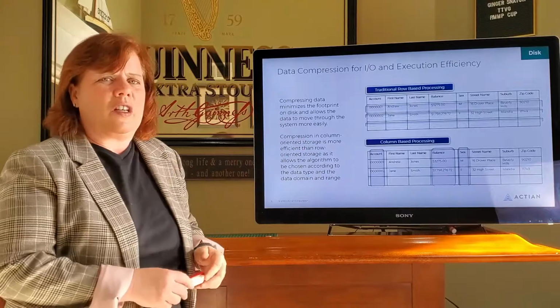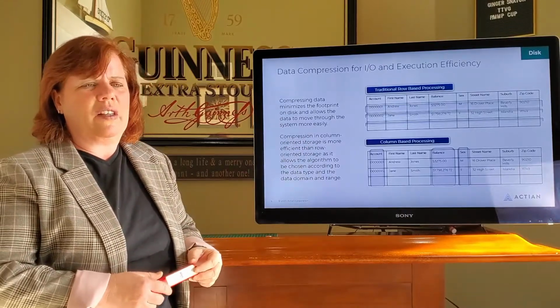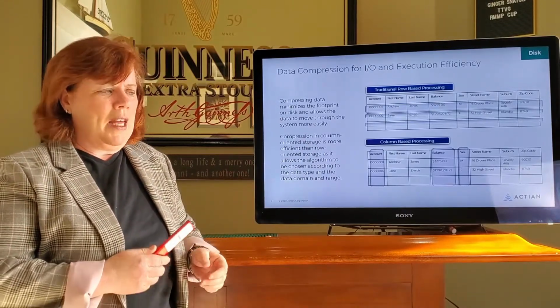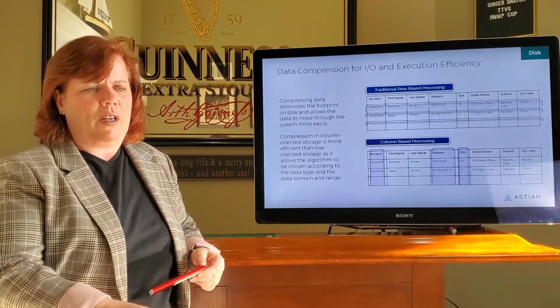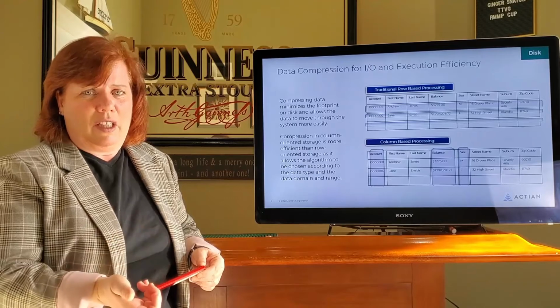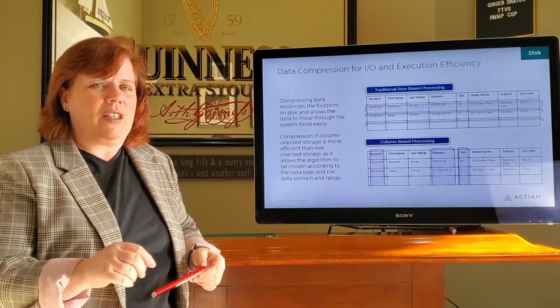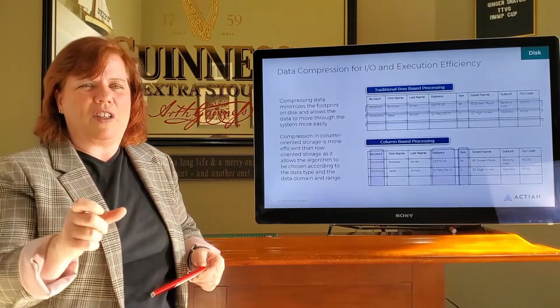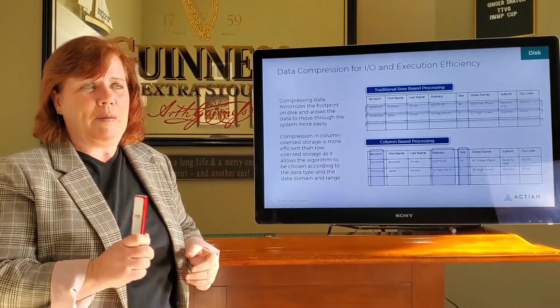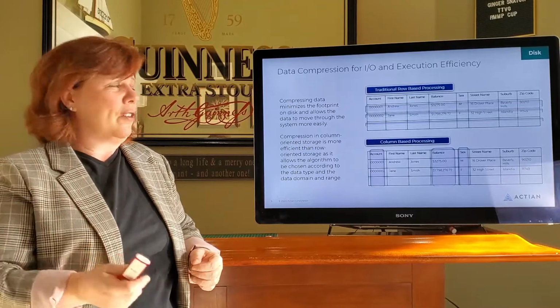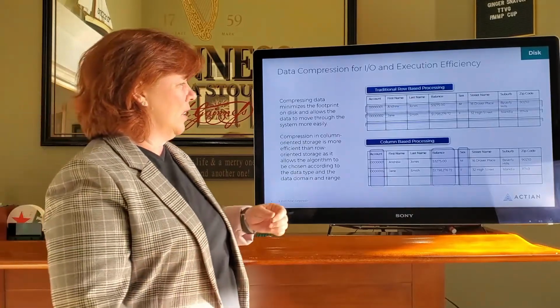Now, most databases compress data to store it on disk, and there are two primary reasons to do that. One is it reduces the footprint on disk, right? So it's more efficient to write to disk and to read it because you're dealing with less data. And the second reason is it moves through the system much more efficiently when it's smaller, right? So those two reasons really are the motivator for compressing data on disk.